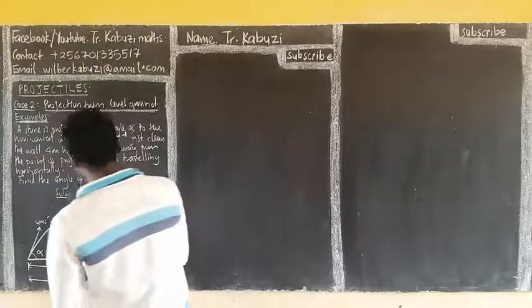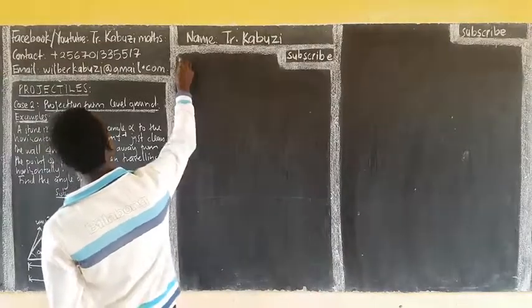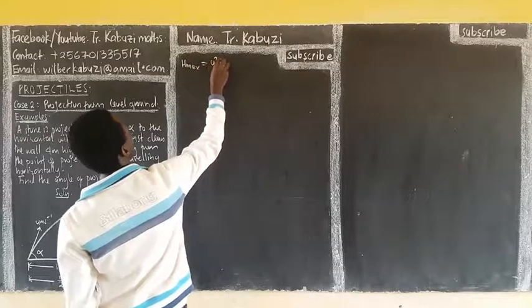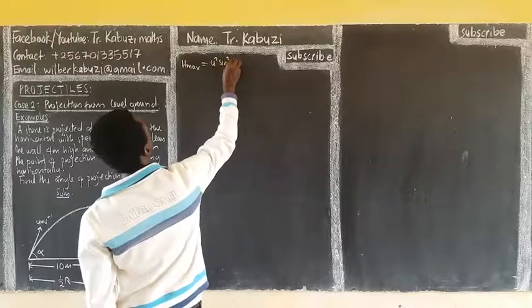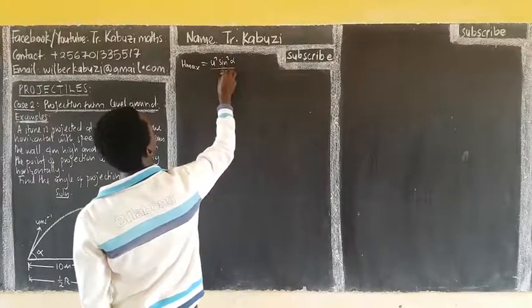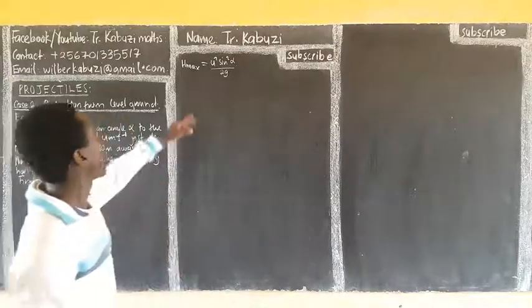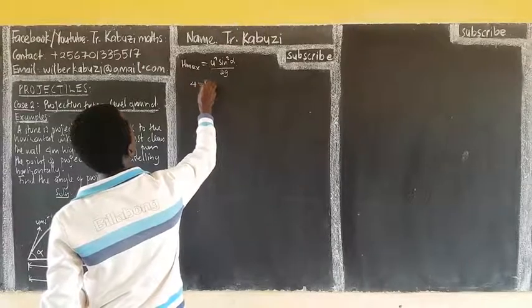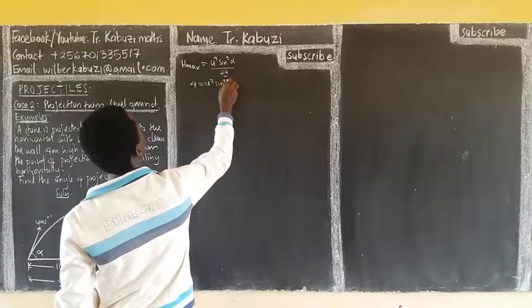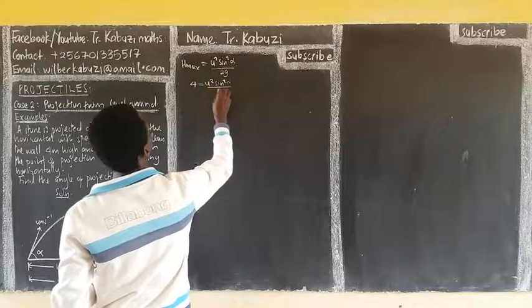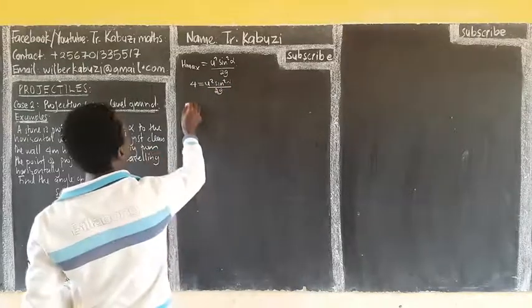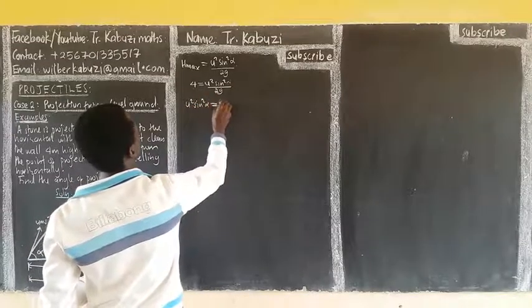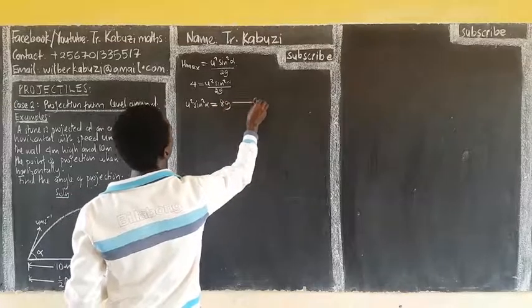If we start with this, you know that H max is given by u squared sine squared alpha over 2g. We have this height, so 4 equals u squared sine squared alpha over 2g. If I cross multiply, u squared sine squared alpha is equal to 8g. I call this equation 1.